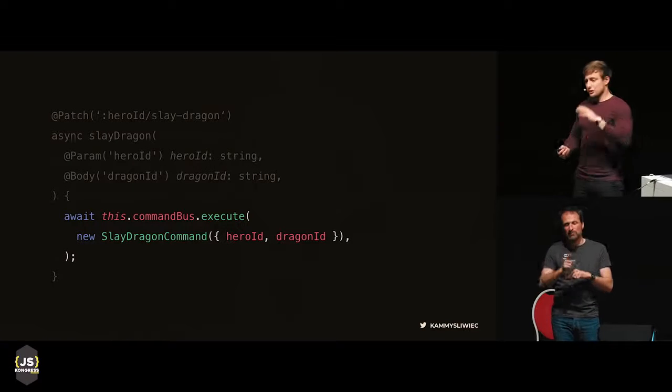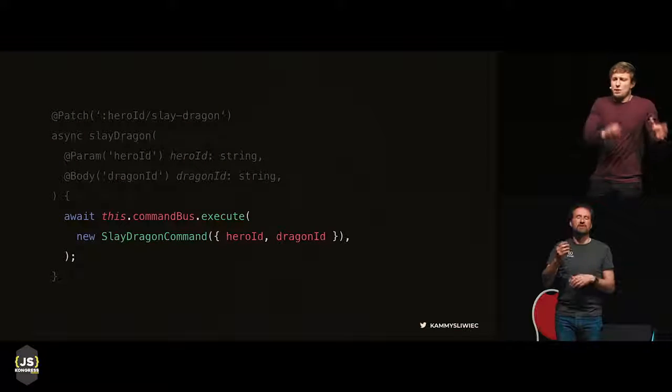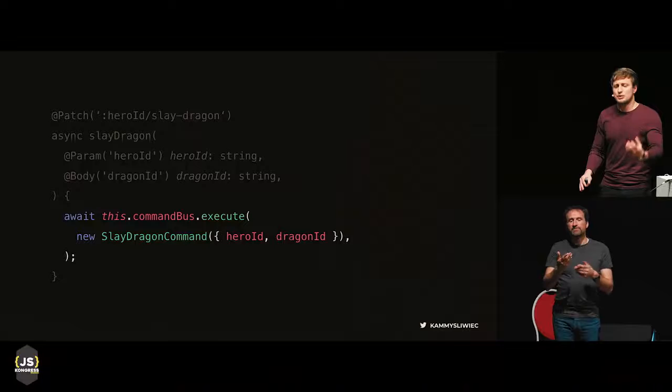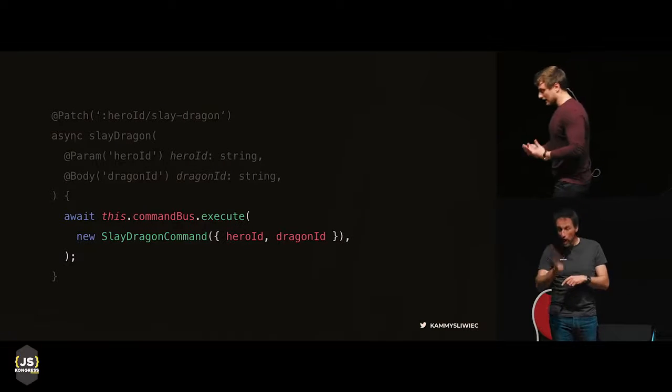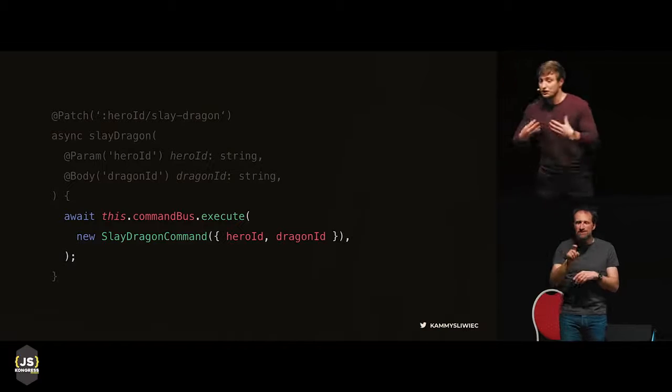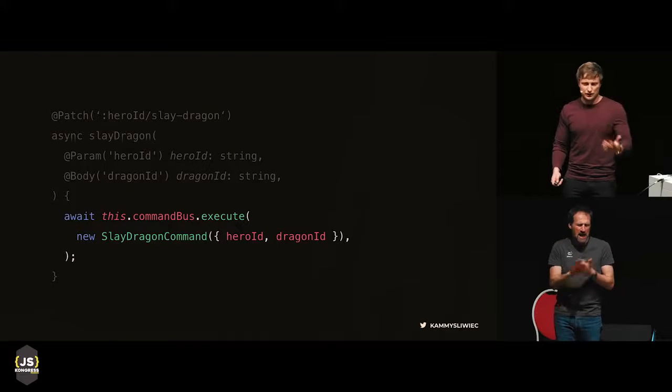What is a command? In Redux, you have an action. An action is both a command and an event at once, while in a typical CQRS architecture, you have commands and events separately. A command is a kind of request for a change. So I'm requesting that the dragon has to be killed by the hero. It's a pretty simple class which has two properties, hero ID and dragon ID, that's it.